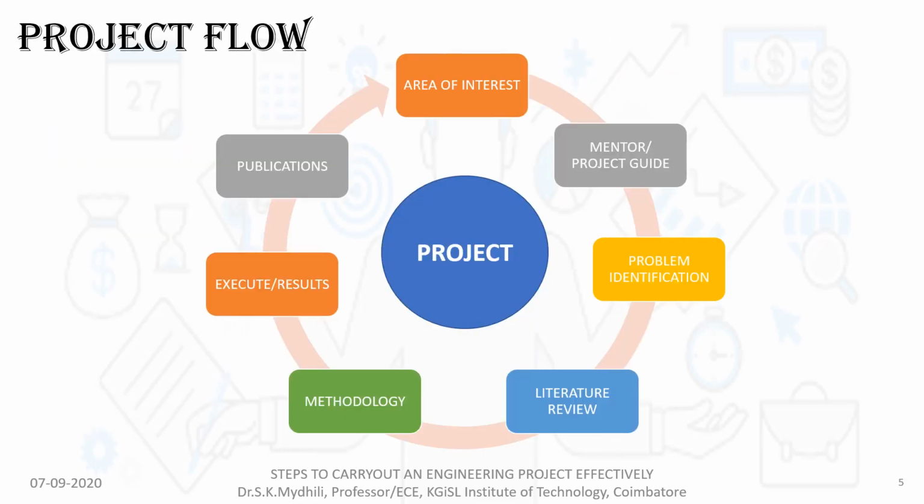Here comes the project flow, that is, how to carry out your project step by step. It is about choosing an area of interest. Next is going with a mentor selection or guide selection. Next you go with identification of the problem in the area of interest, whatever you have chosen. Then you go for the literature survey. I'll explain all these step by step in the coming slides.